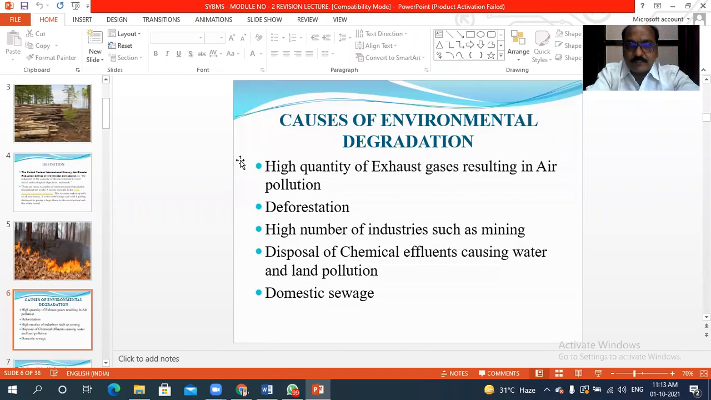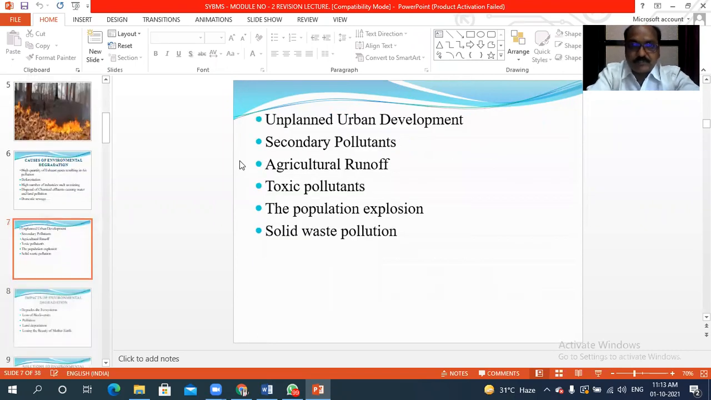First, most important, a high quantity of exhaust gases resulting in air pollution, deforestation, a high number of industries such as mining, disposal of chemical effluents causing water pollution and land pollution, and domestic sewage. After that, you see unplanned urban development, secondary pollutants, agricultural runoff, toxic pollutants, the population explosion, and solid waste pollution. So these are the causes which are responsible for environmental degradation.